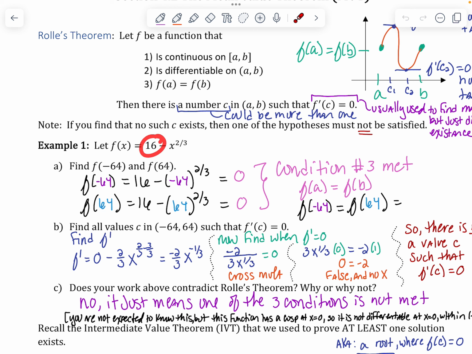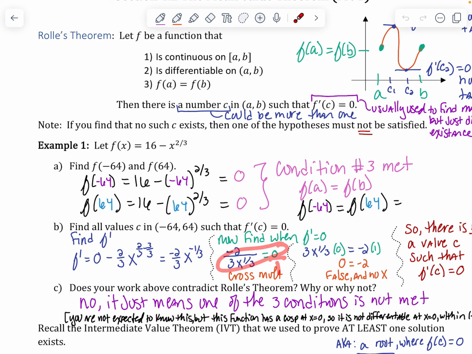The derivative of 16 is 0. The derivative of minus 2x to the 2/3 is listed here. And now that I have my derivative, I'm ready to find out when this derivative equals 0. Now, when I set the derivative equal to 0, some of you can just look at it and notice it's never going to equal 0. But let's assume it wasn't obvious.